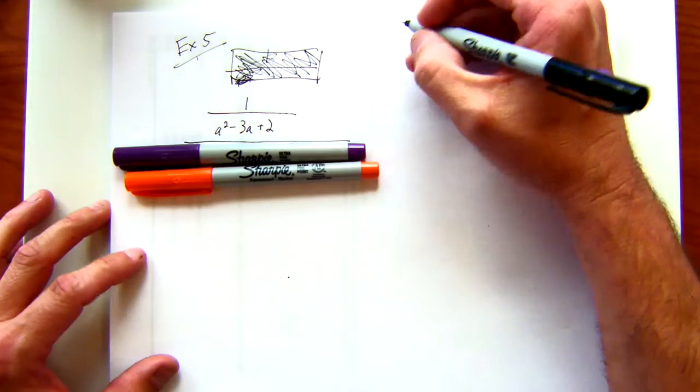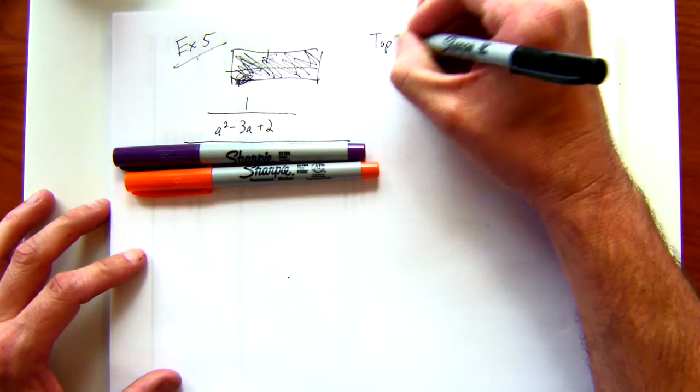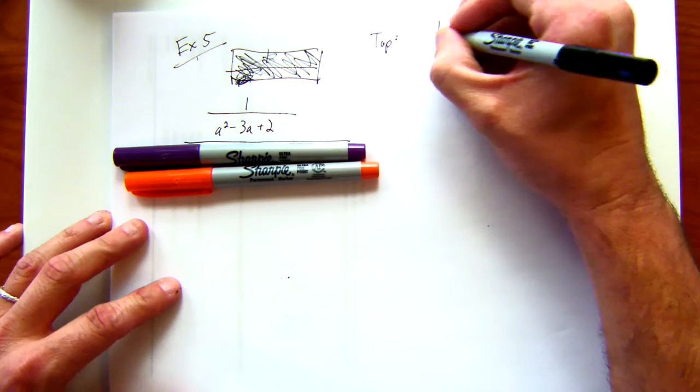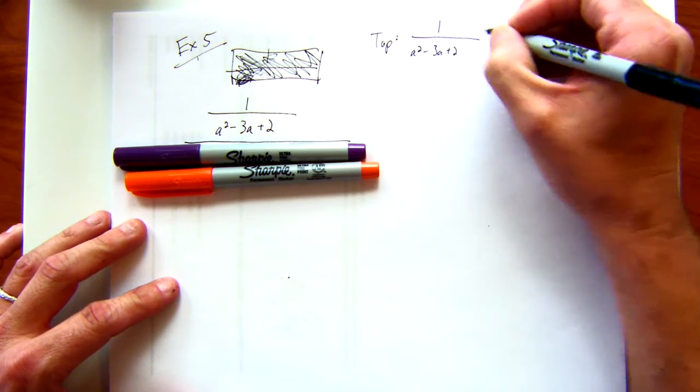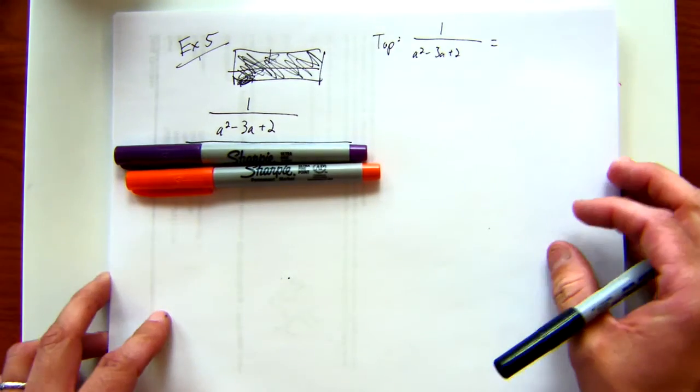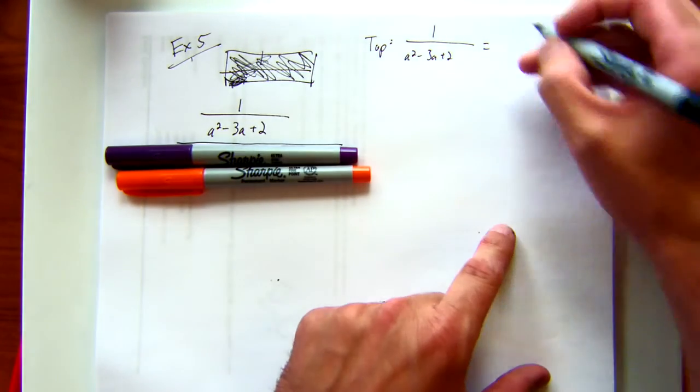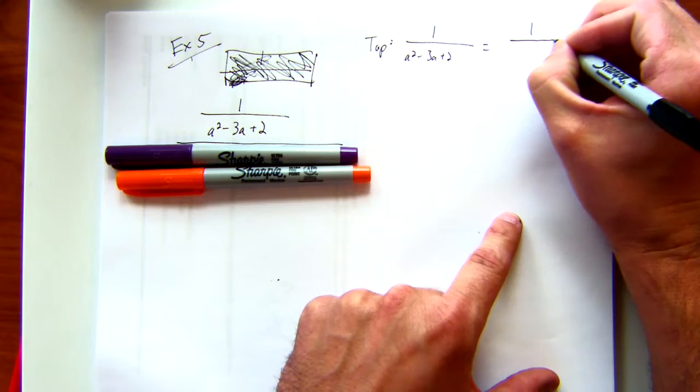I could simplify the top by factoring. So let me just go ahead and do that. Top is going to be 1 over a squared minus 3a plus 2. And go ahead and factor that. What is that going to factor to? A minus 2 times a minus 1.